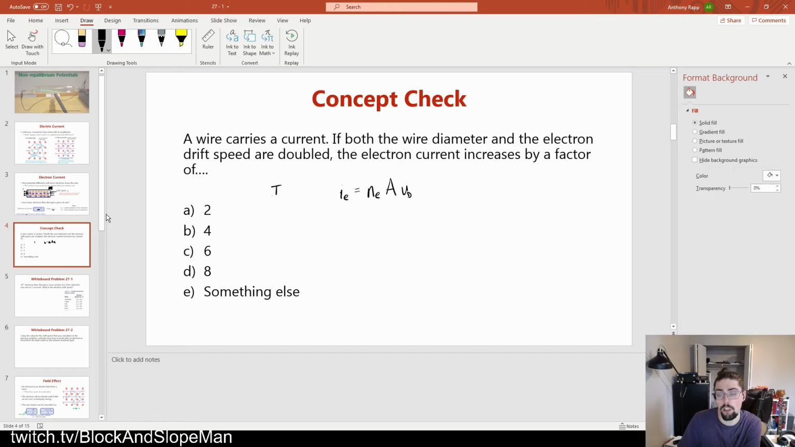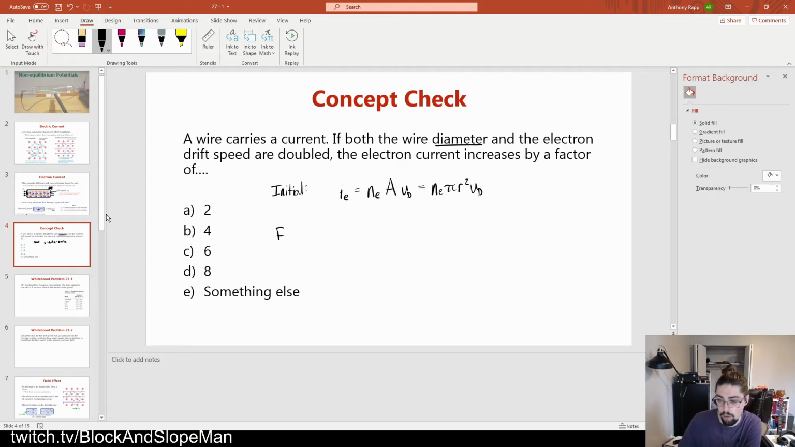So if I had an initial wire that had all of these quantities, one of the things I'll do real quick is say, okay, I am told we have a diameter. That immediately sets off all of the red flags that I am dealing with a circle. So this will be n of E pi r squared times that drift velocity.